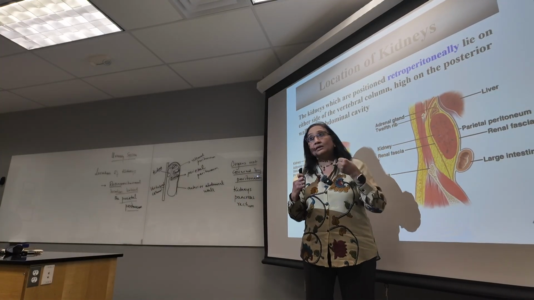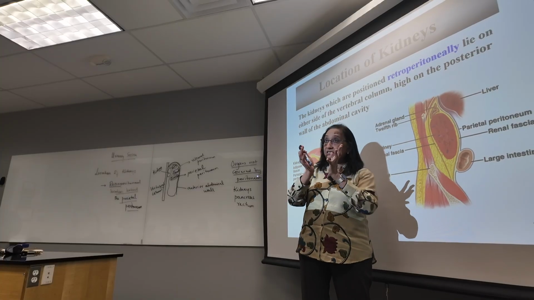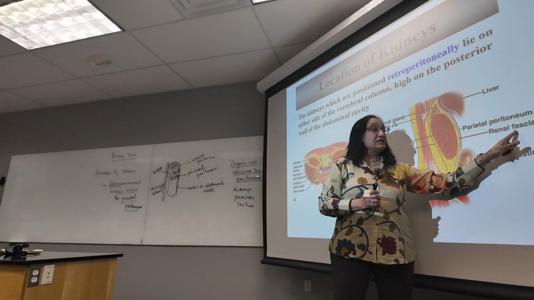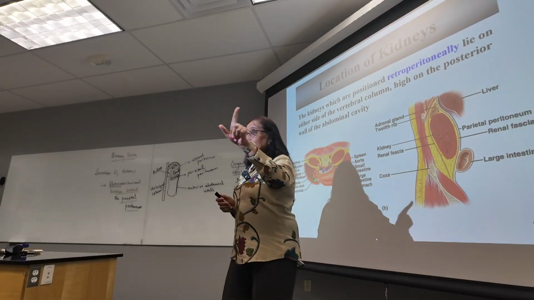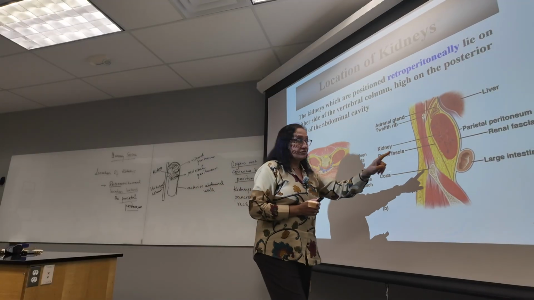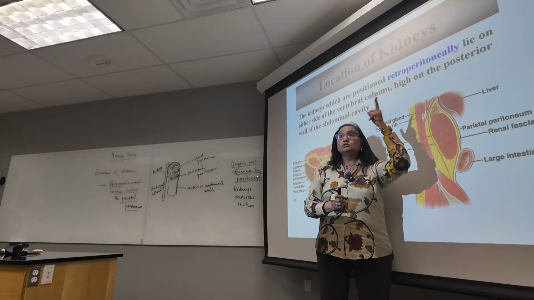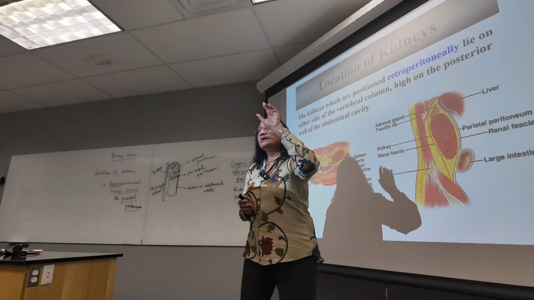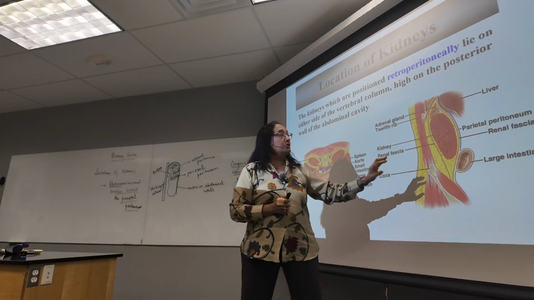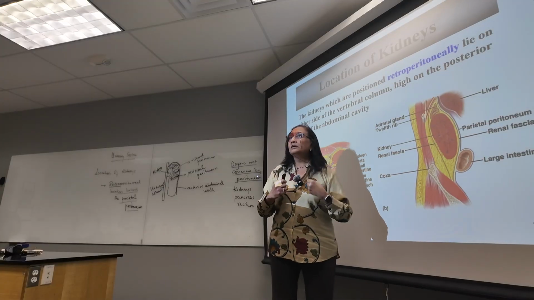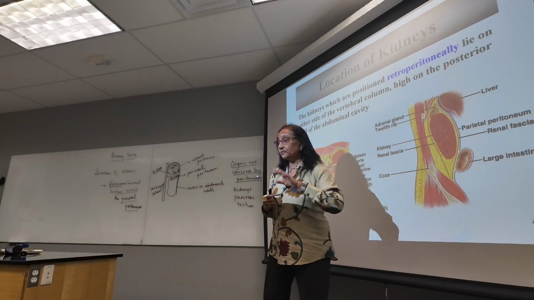So there is a thick connective tissue that covers the kidney, called the renal fascia, a thick fibrous connective tissue, and it is also surrounded by fat, renal fat, which protects the kidney from any damage, okay?